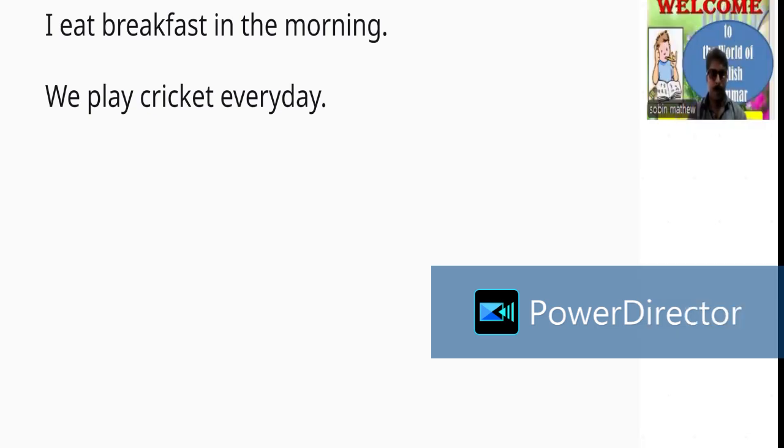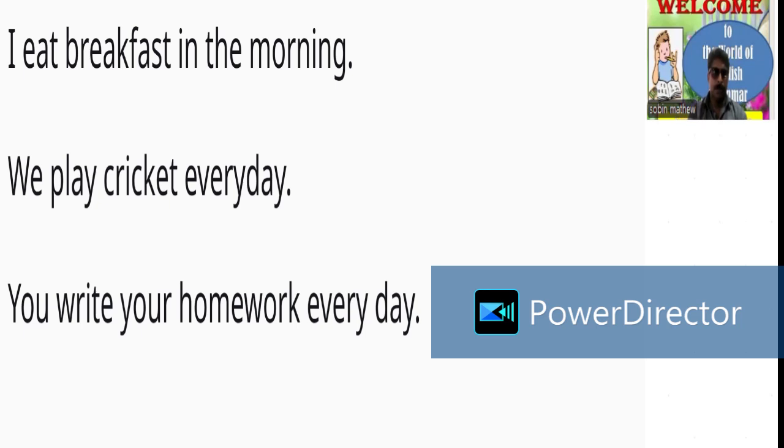"Anagha, can you give me an example sentence using you?" Anagha gives the answer to the teacher, "You write your homework every day." "That's great, Anagha. See, we are just using the base form of the verb after the subject you." Teacher then writes the sentence, you write your homework every day, on the whiteboard, and reads it.